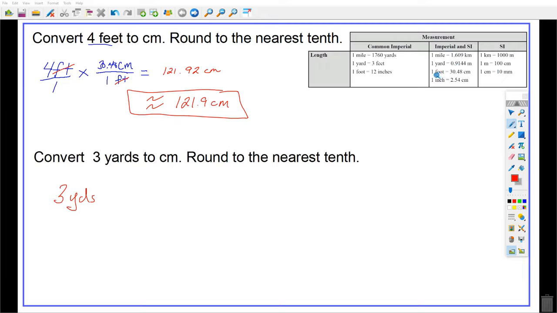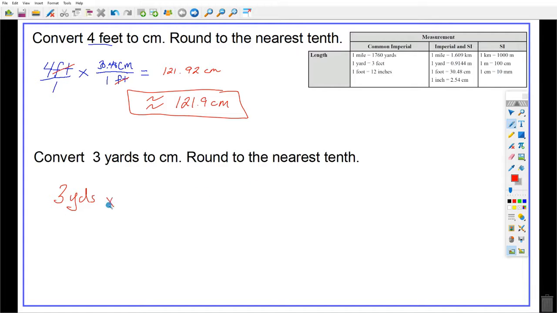So I'm going to go from yards to meters first, and then to centimeters. You may want to go from yards to feet, and then from feet to centimeters. That would work as well, but you may get a slightly different answer, and that's fine. Hopefully, if it's rounded to the nearest tenth, that may give everybody the same answer.